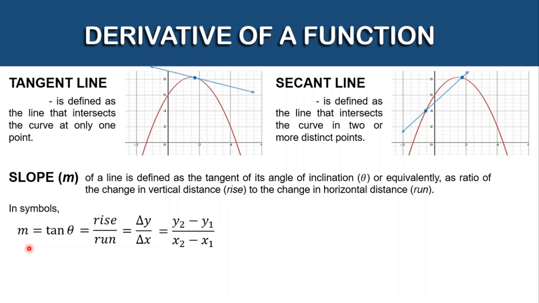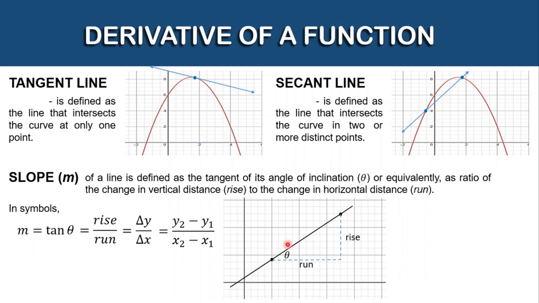So where can we see the slope of a line? Take a look at this graph. Here is our line. This is point 1 and this is point 2. This is the change in vertical distance, or our rise. And this is the change in horizontal distance, which is our run. The theta here is the angle of inclination of our line. Remember that the slope of a line is constant. As the point moves along the line in any direction, the slope is constant.